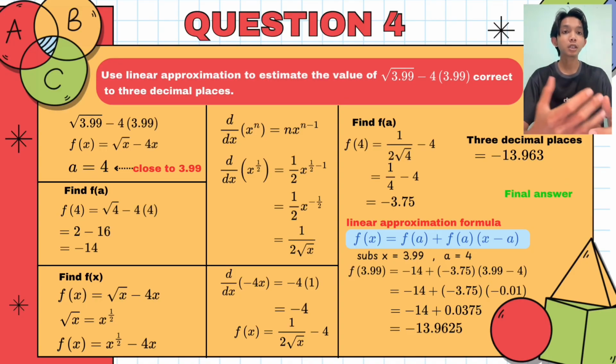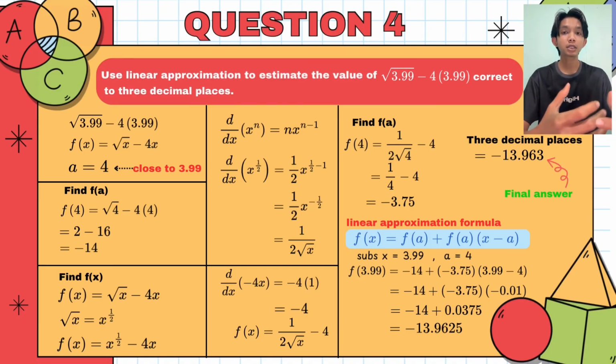The second term is minus 4x. The derivative of x will be 1 and we just multiply it with minus 4. We will get minus 4, and we combine the two terms that we got just now into a new function, which is f'(x) equals 1 over 2 sqrt(x) minus 4. Next step, we need to find f'(a). Using the function we found just now, we substitute x with the number 4. We will get 1 over 2 sqrt(4) minus 4, and the answer from that function is minus 3.75.